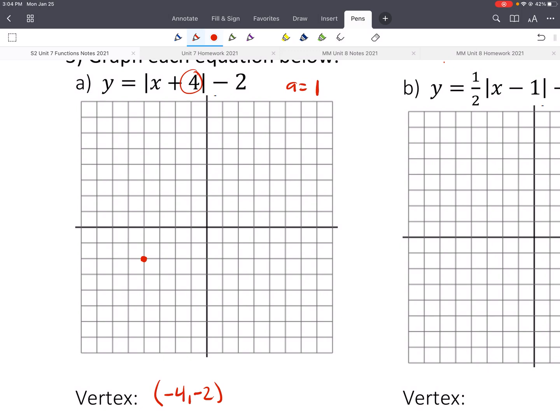Here we have a equal to 1. When we had quadratics, we would do 1a, 3a, 5a. With absolute value functions, a is your slope, and it's just the slope for the right side. So the slope here would go up 1 over 1, up 1 over 1, until we come all the way outside of our graph.